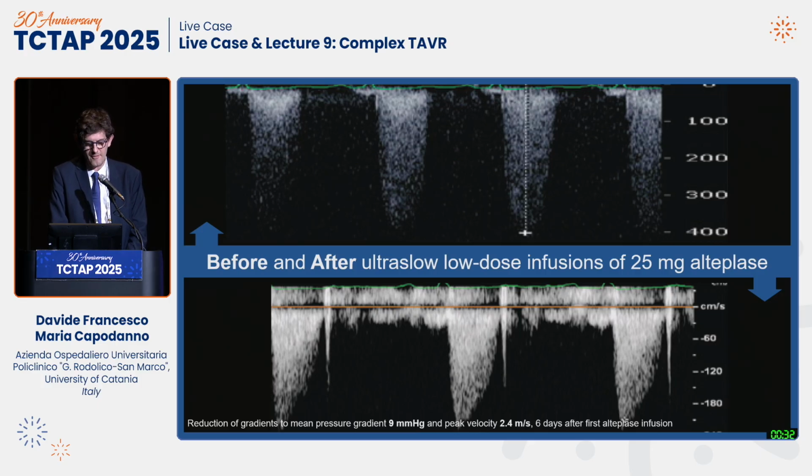However, in this case, it worked because before the infusion, you had this 4 meters per second, and after the infusion, it normalized, or at least it was reduced to 2.4 meters per second with a gradient of 9, 6 days after the first alteplase infusion. So then the infusion was, of course, repeated.